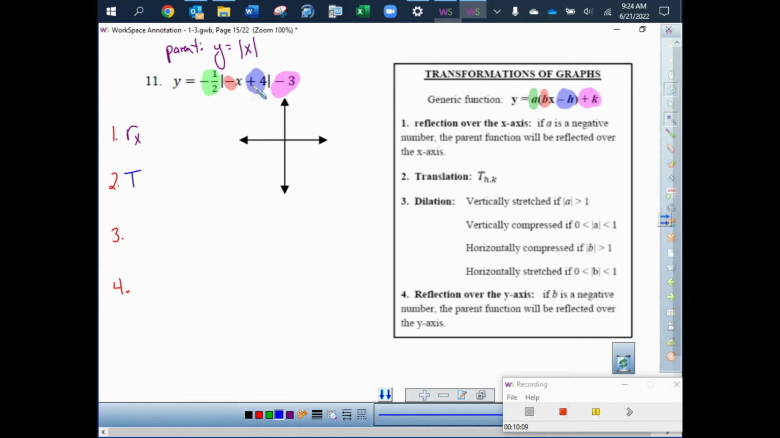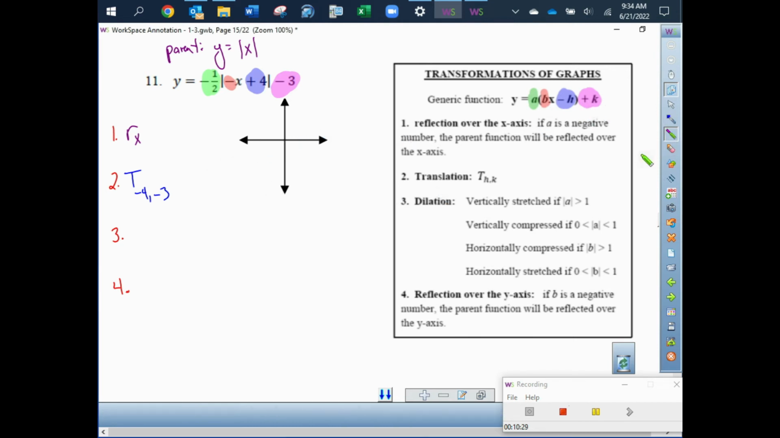H, opposite game. So that's 4 units left. And K, 3 units down. What you see is what you get. How come? Because it's normal. It's got a normal plus in front of it, so -3 is the K value. So our V has been moved 4 units left and 3 units down.